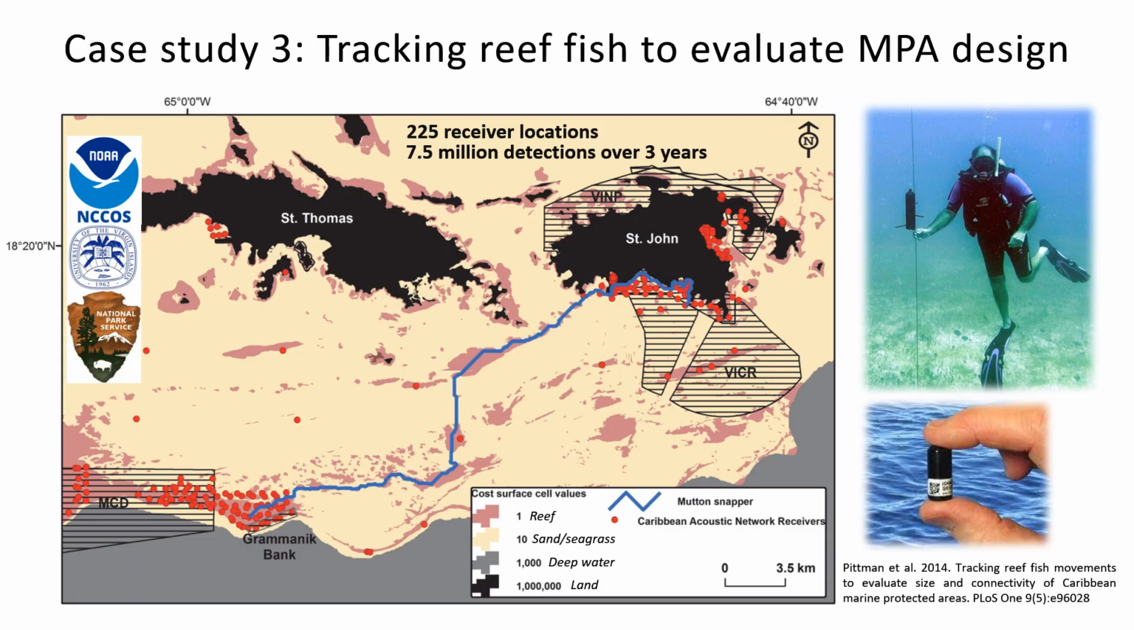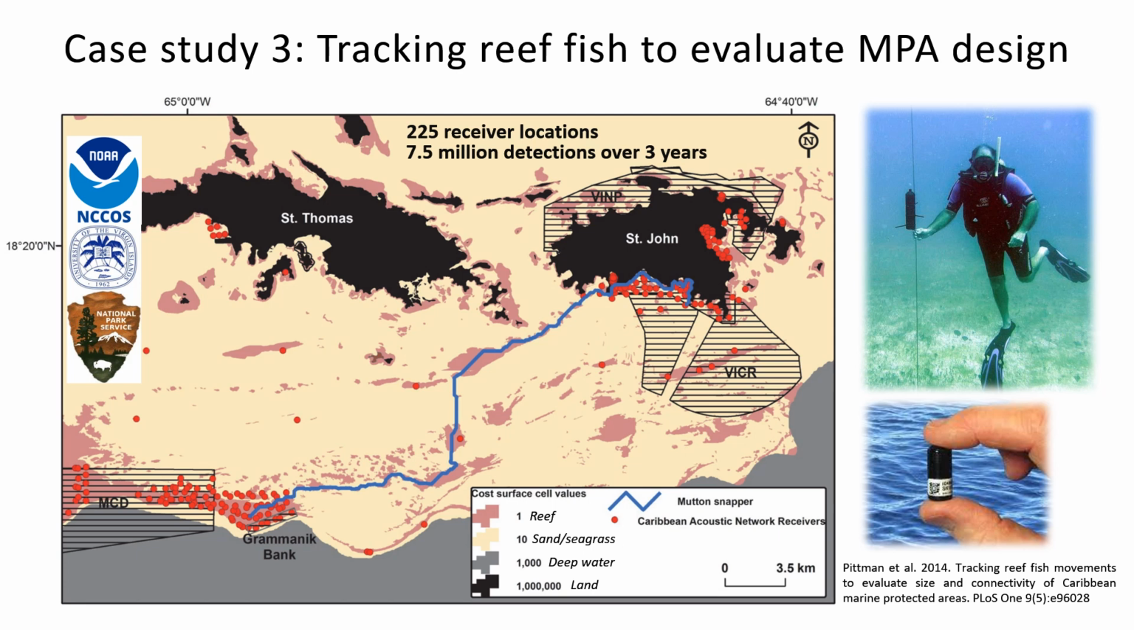In this study led by the Biogeography branch of the National Oceanic and Atmospheric Administration, we tagged and tracked movements of 168 reef fish from 18 species using an acoustic telemetry array of underwater receivers across the insular shelf of St. Thomas and St. John in the US Virgin Islands. The red dots that you can see on the map are the receiver locations, and they're around inshore coral reefs both inside and outside of MPAs, and distributed across the shelf, including at shelf edge spawning aggregations. In total, the network included 225 receiver locations and yielded a database of 7.5 million detections over 3 years.